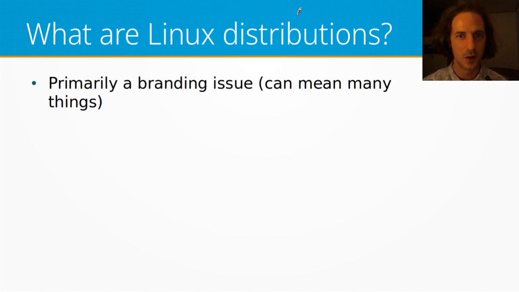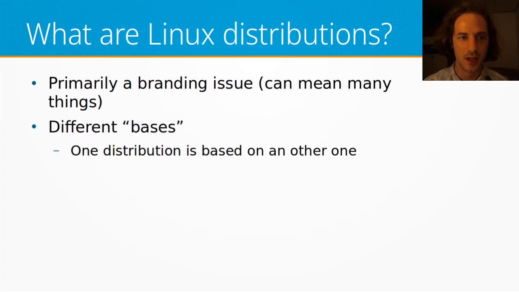What counts as a different distribution is generally a branding issue and can mean many things. Basically, different distributions are generally considered different Linux-based operating systems that have been prepared by different developers, or maybe even the same developers want to differentiate two different types of their operating systems. They can call them separate distributions sometimes.